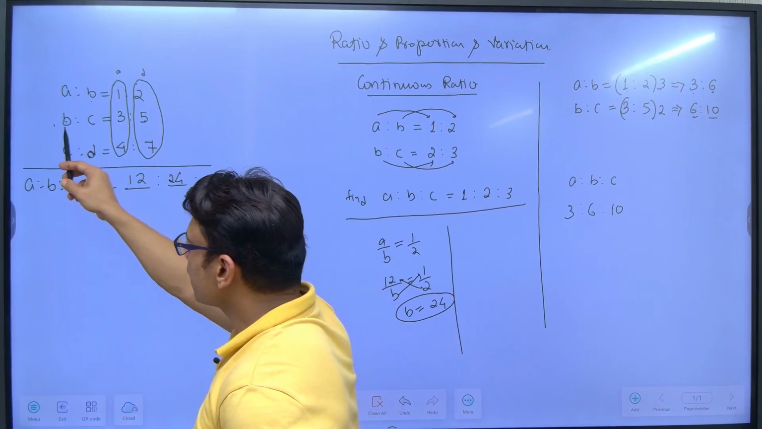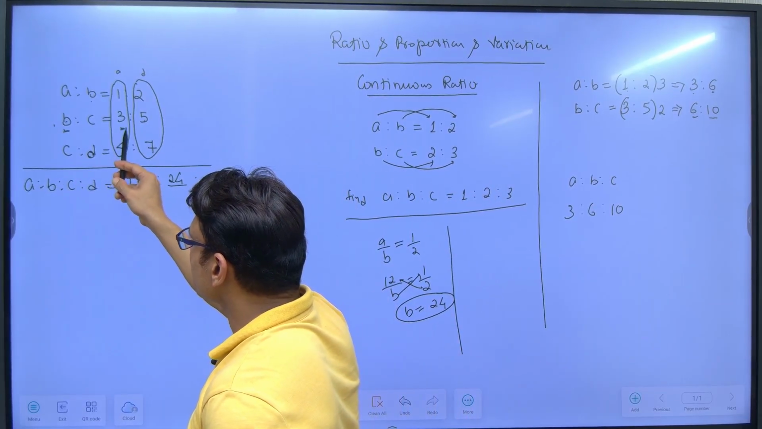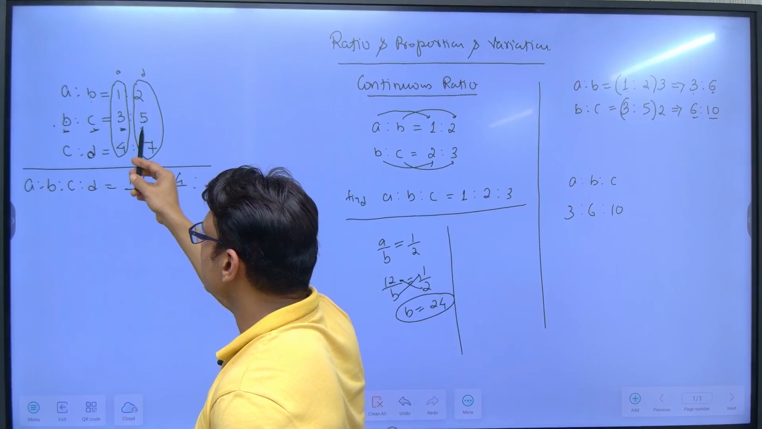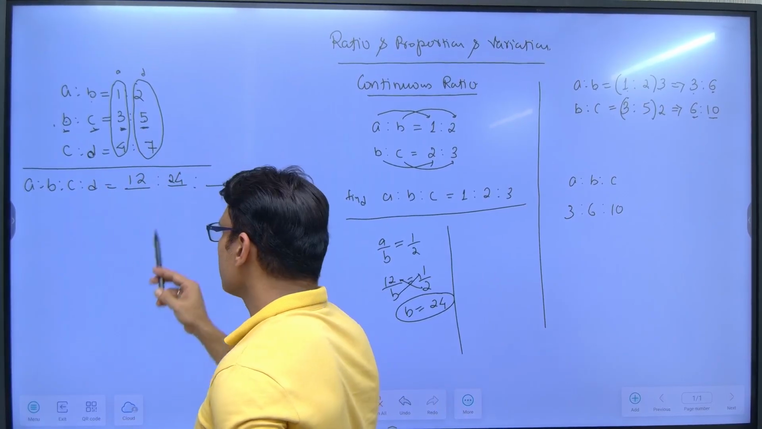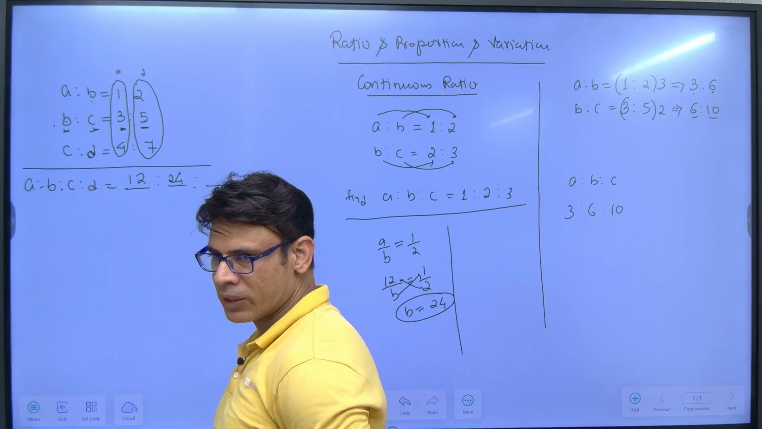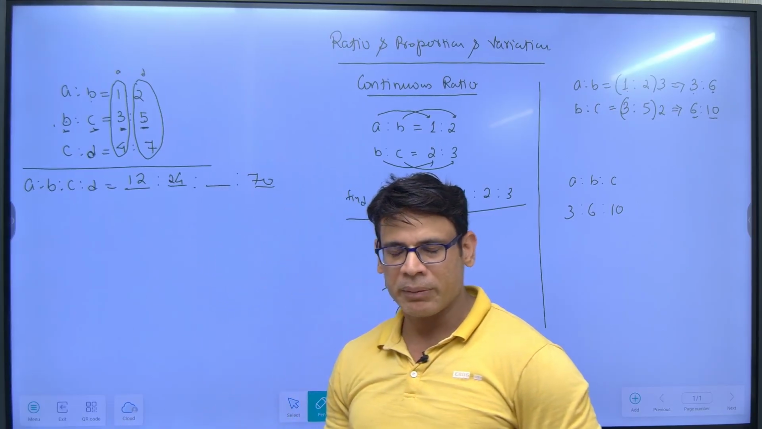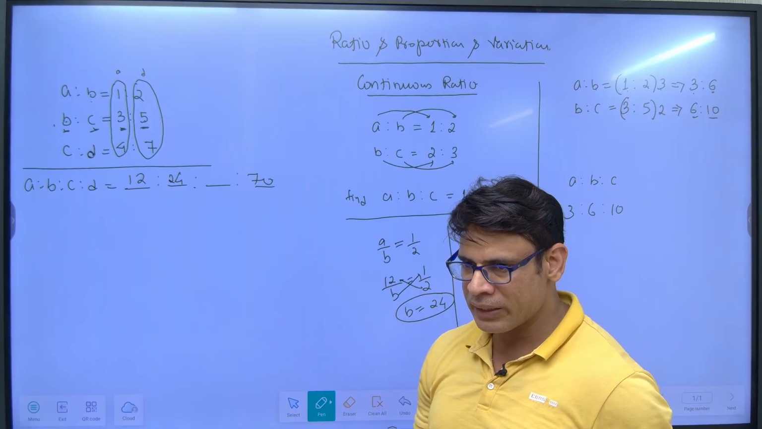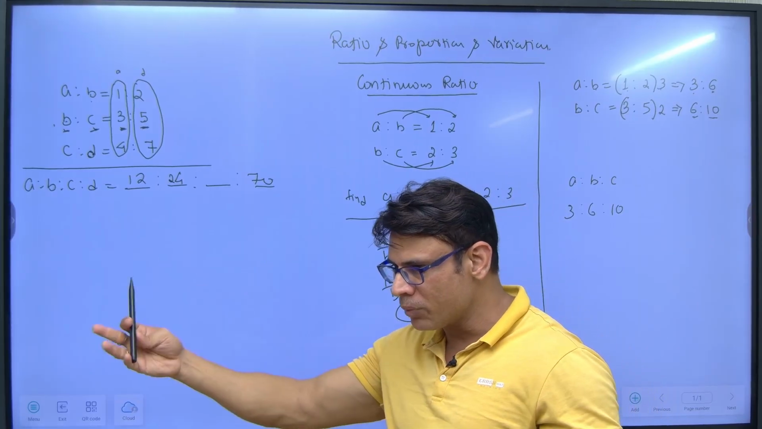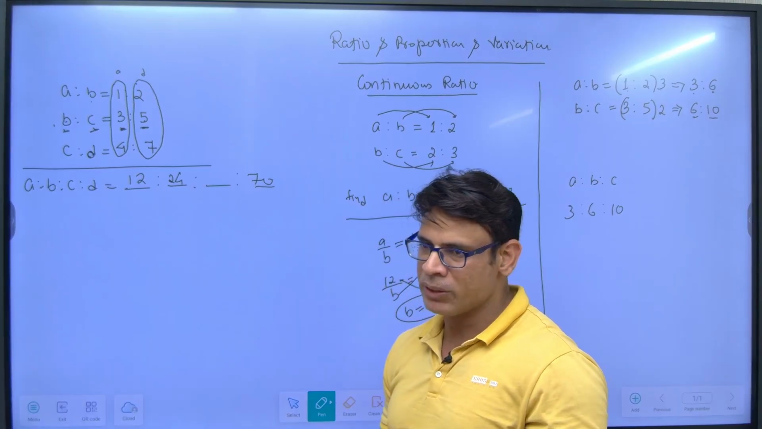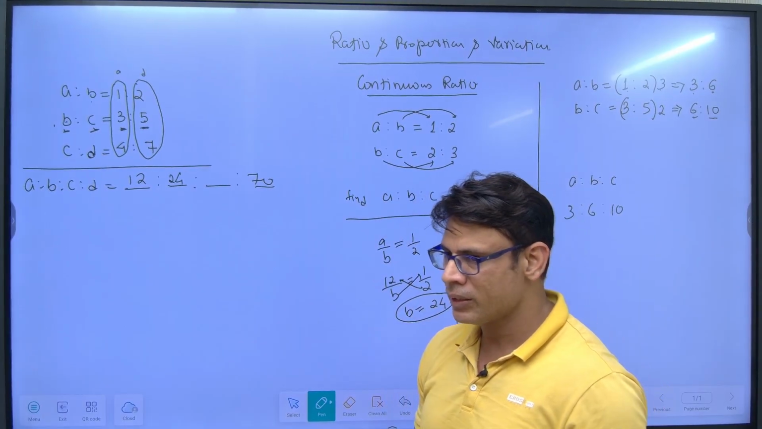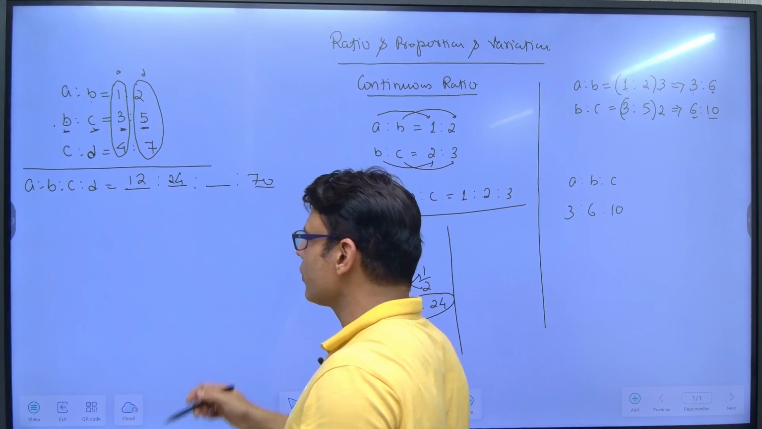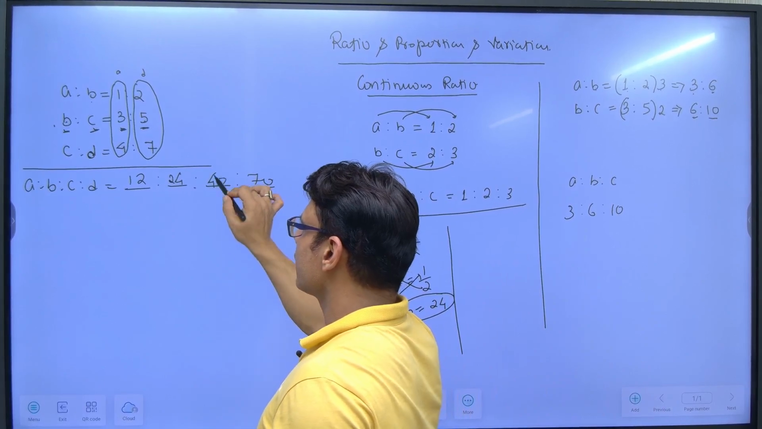Now, on the ratio scale, if B is 3 parts, then C is how many parts? 5 parts. But B is equal to 24. So mentally, if 24 is equal to 3 parts, then 1 part will be equal to how much? 8, and 5 parts will be equal to 40.